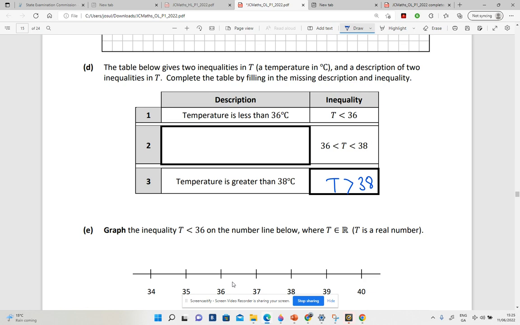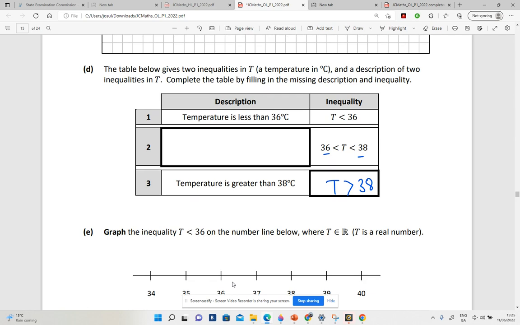Okay, so this one is a double barrel one. There's two parts to it. So the temp is greater than 36 and less than 38. Okay, so that's all they're looking for in there.